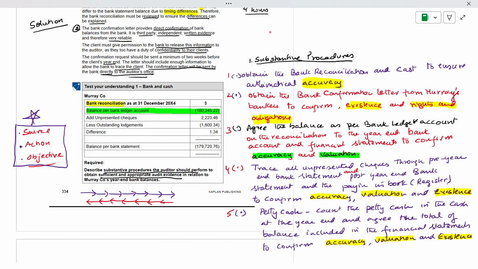What is the source? Trace all unpresented checks through the year end, pre-year end statement and post-year end statement, and the pay-in book. To confirm. And what is the action? You are comparing with respect to the pay-in book. Once you are taking that action, what is the objective? The objective is to have accuracy, valuation, and existence. Is it clear to you?